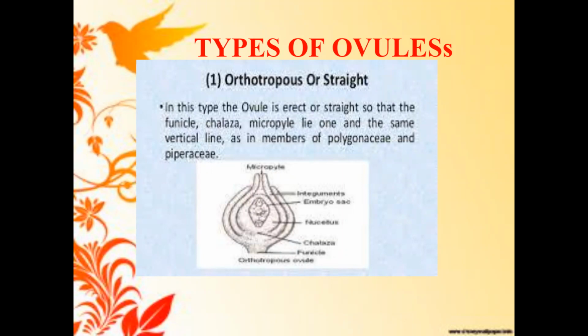The place where the integument and the nucellus unite at the base of the ovule is the chalaza. The anterior part of the ovule is called the micropylar end and the posterior part is called the chalazal end. Each ovule encloses a large embryo sac, or female gametophyte.